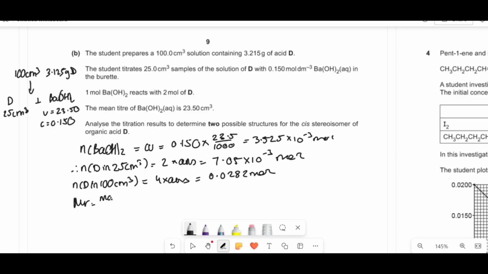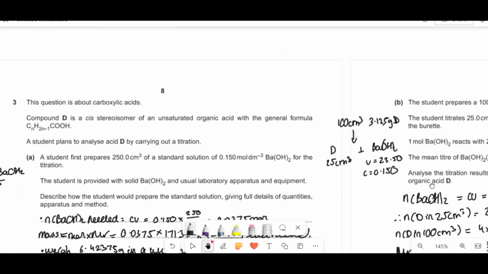All right, now that we have the moles of D and we have its mass, we can do Mr equals mass over moles, which is going to be 3.125 over its moles, which is 0.0282. If we do that, we end up getting 114 grams per mole. That's its Mr, what D is. The question's told you that D is what?